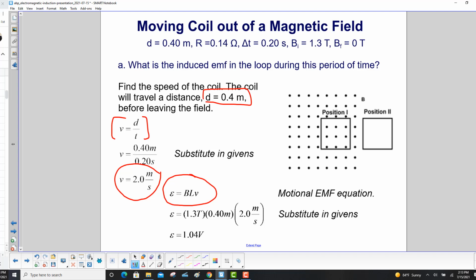So you can never forget mechanics. Now we just substitute in our givens and our newfound velocity into the BLV equation, and we get an EMF of 1.04 volts.